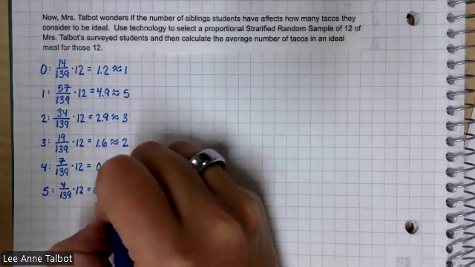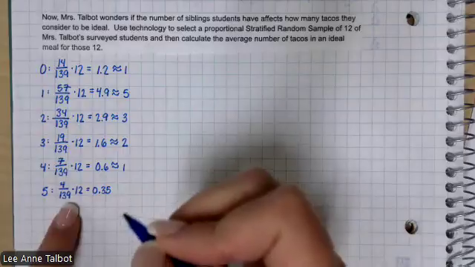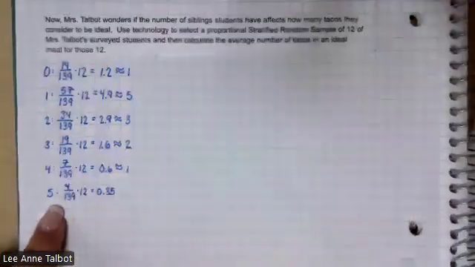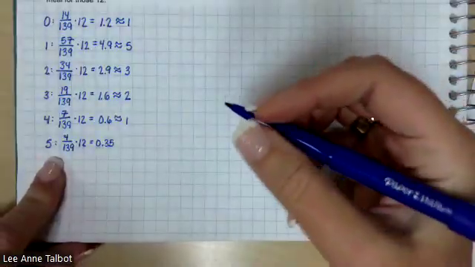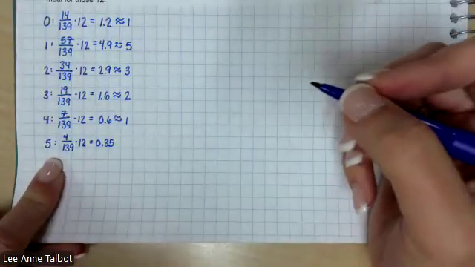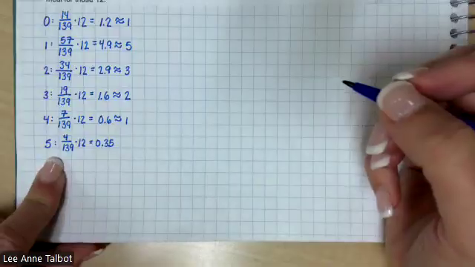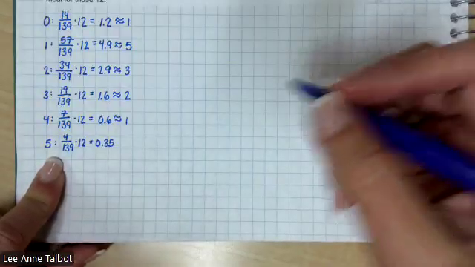Okay, and here's where you're gonna start to feel kind of bad because the students with five or more, those all just round to zero. So we're not gonna be able to select anybody with siblings five or more. There's only a few of them. I know, kind of feels wrong.